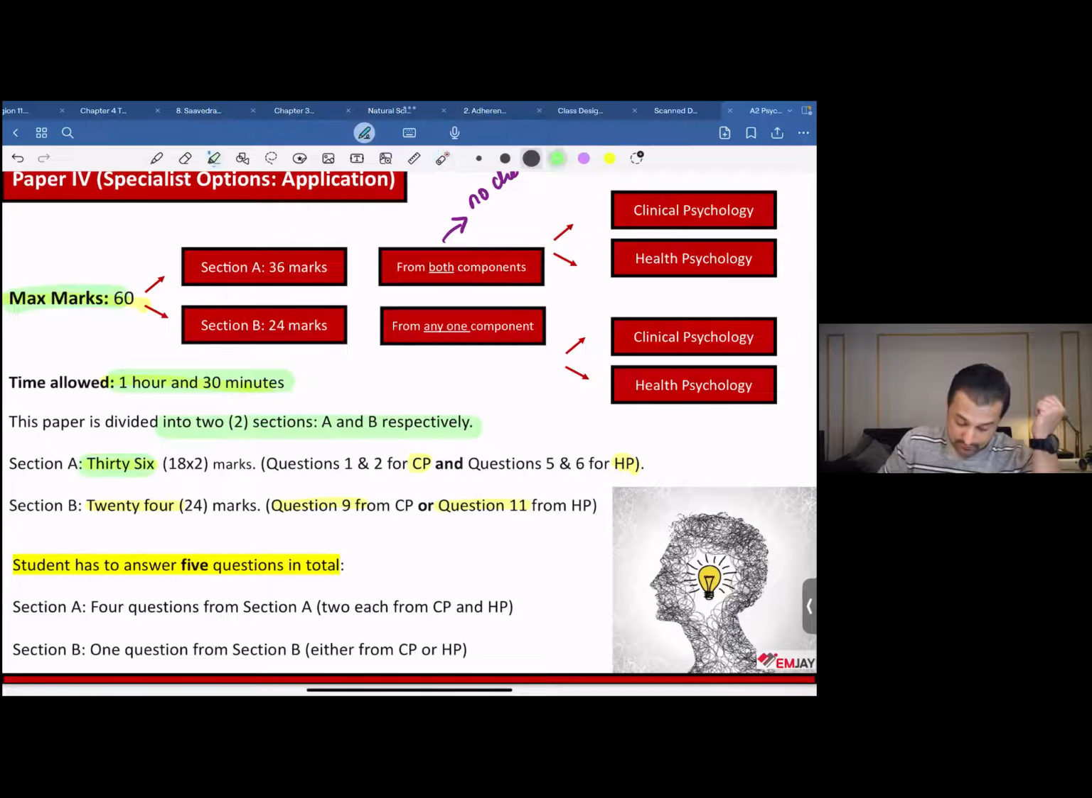Section B is of 24 marks again. You have to attempt any one question. So you either attempt question number 9 or you attempt question number 11, right?